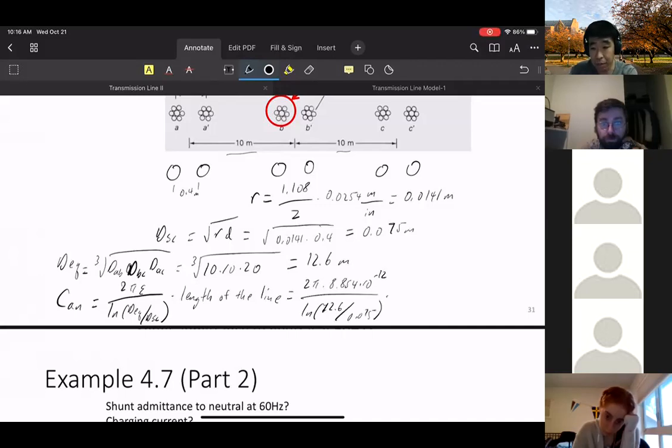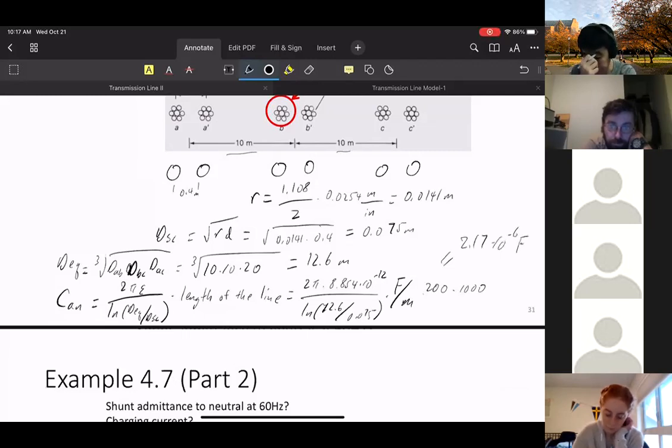What's the unit of this first quantity we have computed? It's important to know because we need to multiply by the length of the line. Is this per meter? It's farad per meter. So we multiply by the 200 kilometer line, which means multiplying by 200 and by 1,000 to have everything in terms of meters. This is 2.17 times 10 to the minus 6 farads. So that's for the length of our line.